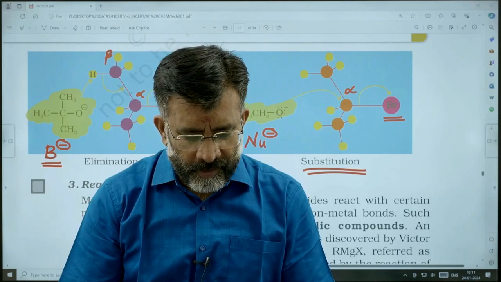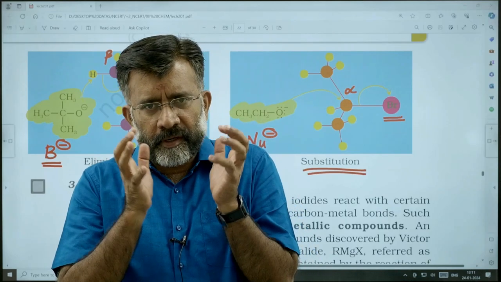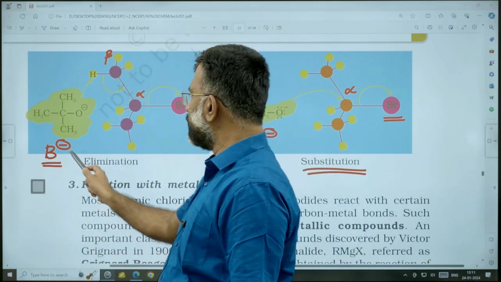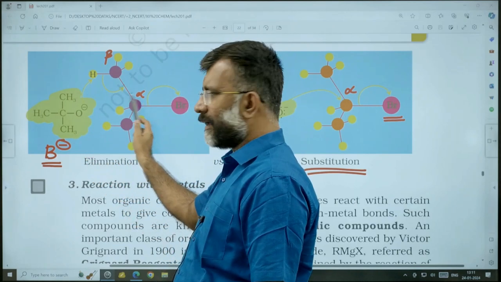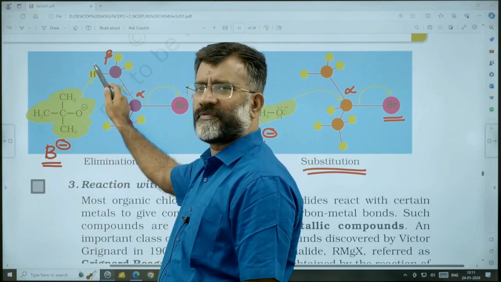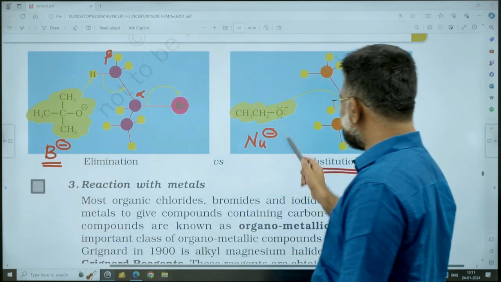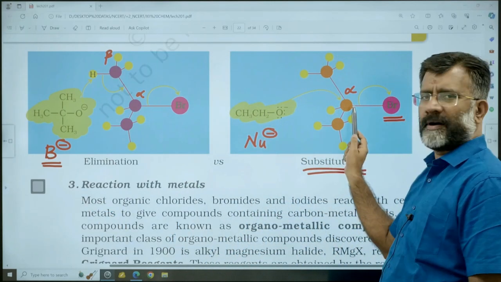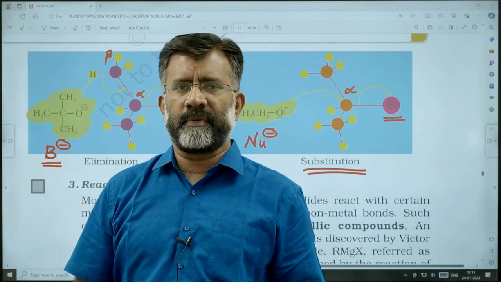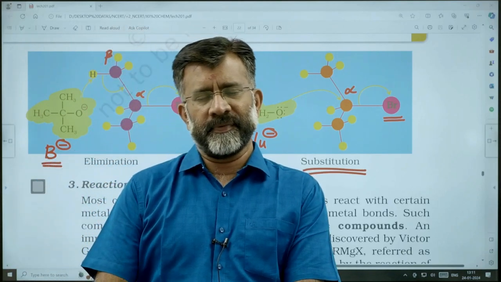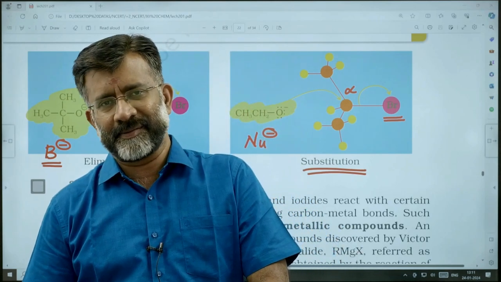So depending on the nature of the alkyl halide and the nature of the attacking group, this is a bulky unit which is not interested in attacking the interior, rather it is interested in capturing a proton from the periphery, from the beta carbon. That is elimination. While this is a simple nucleophile, it acts on the alpha carbon, and that is a substitution reaction. So if the attack happens on the alpha carbon, it is a substitution reaction. If the attack happens on a beta hydrogen, it is an elimination reaction. It is as simple as that.